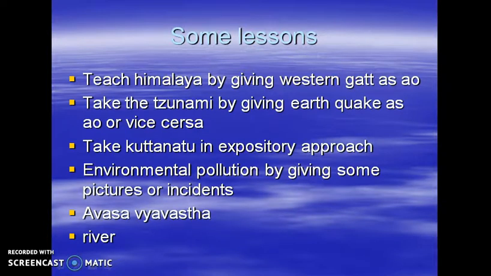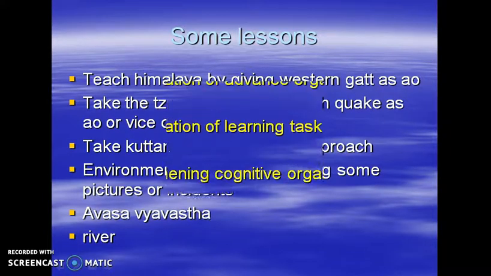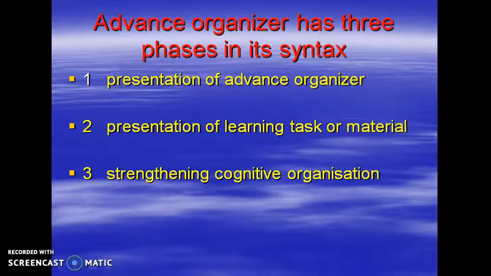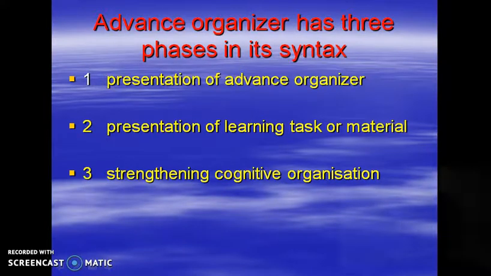These are certain examples of lessons that can be taken in the class regarding social science from our textbook. So the advanced organizer has three phases, and these three phases combined give a lesson for 45 or 50 minutes. Advanced organizer is an effective method particularly for certain lessons.